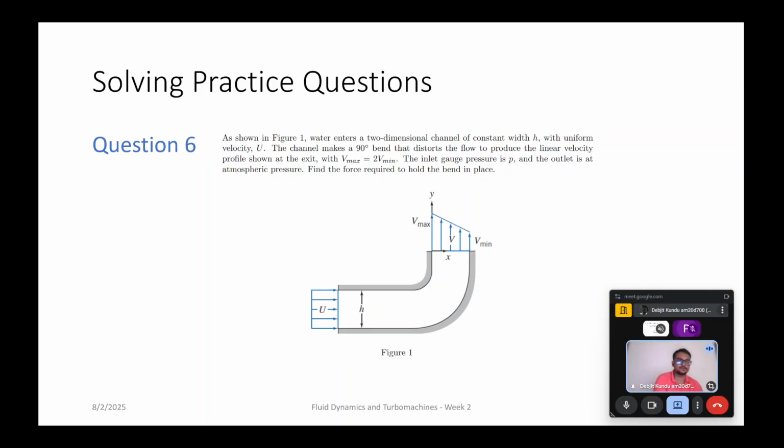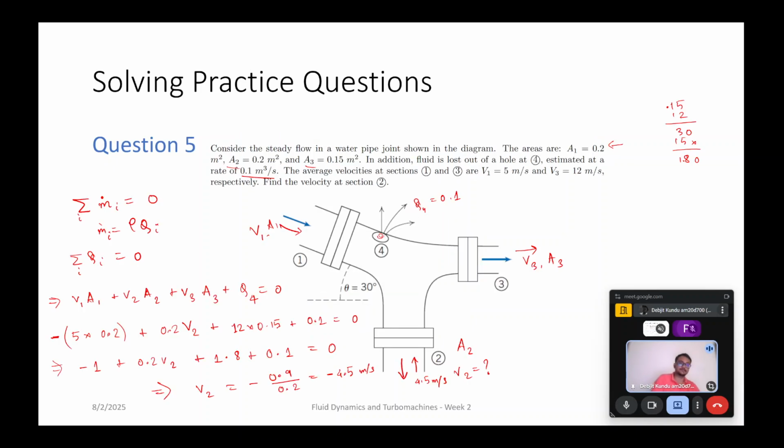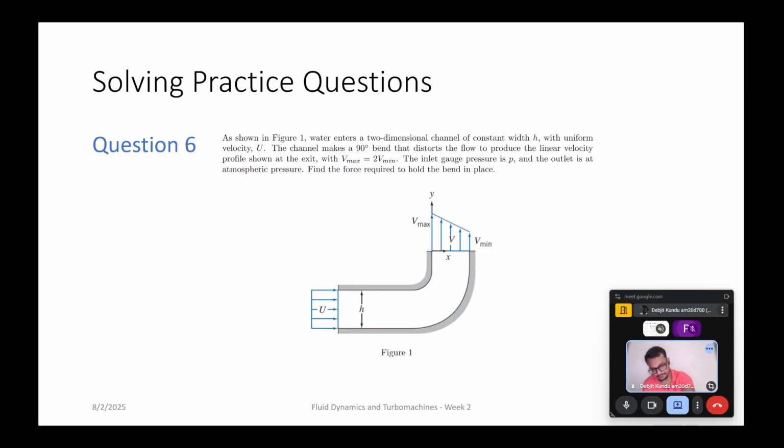Move on to question number 6 now. In question number 5, we saw a simple example of the application of Reynolds transport theorem for mass conservation in any given system. Now, in question 6, we will learn how to apply linear momentum conservation in order to find the force. We saw a similar example for the firefighter example as well. This is another one, and it is a little bit more tricky.